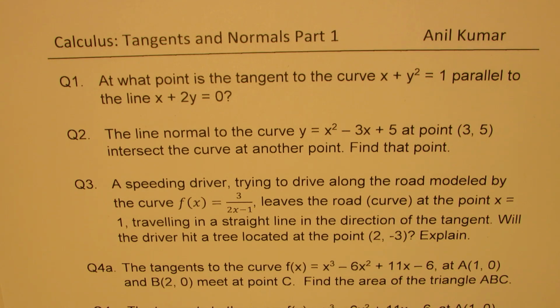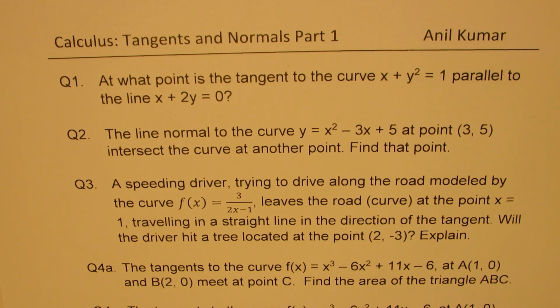Question number 3. A speeding driver trying to drive along a road modeled by the curve f(x) = 3/(2x - 1) leaves the road curve at the point x = 1, traveling in a straight line in the direction of the tangent. Will the driver hit a tree located at the point (2, -3)? Explain.